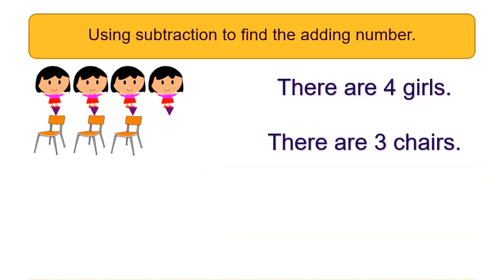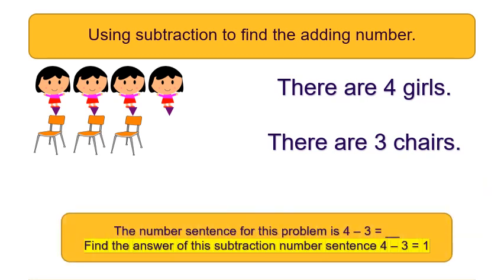The number sentence for this problem is 4 minus 3 equals blank. Find the answer of this subtraction number sentence. 4 minus 3 equals how many chairs are needed? Yes, only 1 chair. Correct. 4 minus 3 equals 1. So the answer is 1.